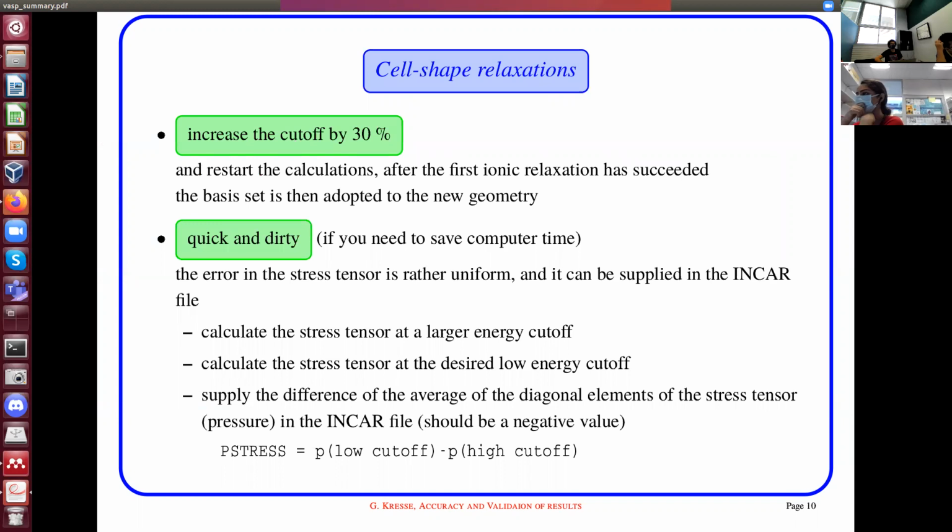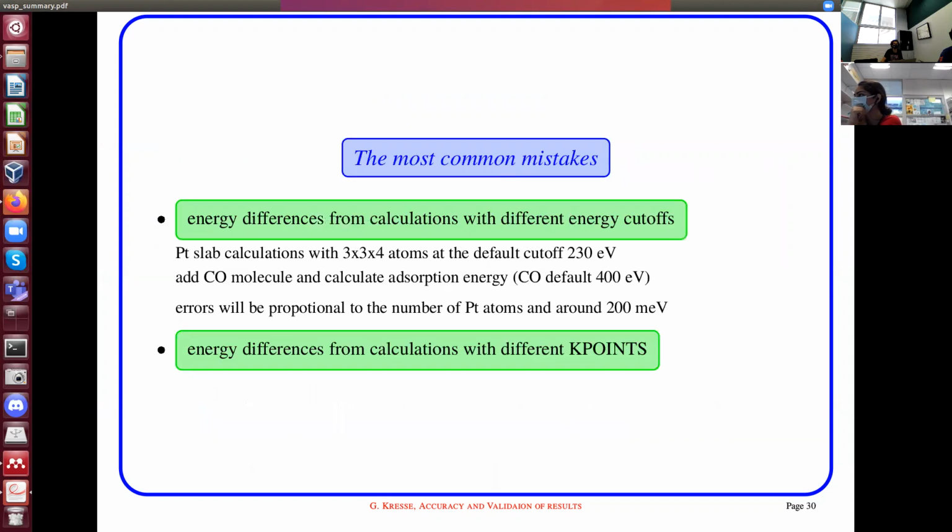This is just telling you that if you do a cell shape relaxation, increase the cutoff by 30%. And if you instead want a quick and dirty calculation, you can then correct the mistakes, but never do the second point. Just increase the cutoff by 30%, so put 600 electron volt and then we are happy about that. And the very last thing, and this is the common mistake.